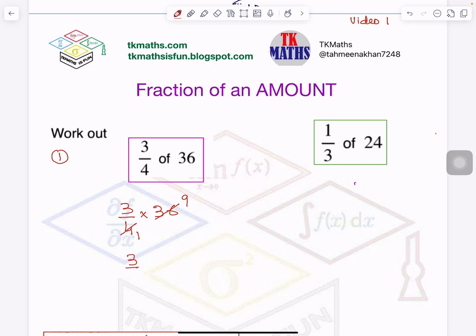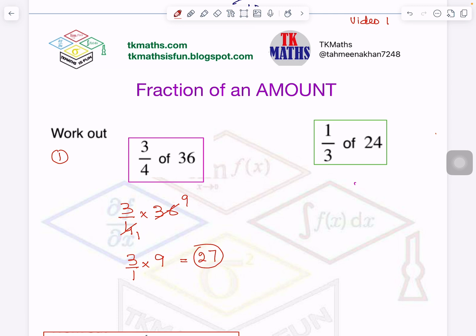Now what is left? 9 is in the numerator, 3 is in the numerator. So 9 threes are 27. When the denominator is 1, usually we do not write it. So 3/4 of 36 is actually 27. If I change it into a word problem, I can say I have 36 toffees and I have given 3/4 of my toffees to somebody. How many toffees have I given? After calculating, I will say 27 toffees I have given to somebody. So you can understand how the word problem is made from here.